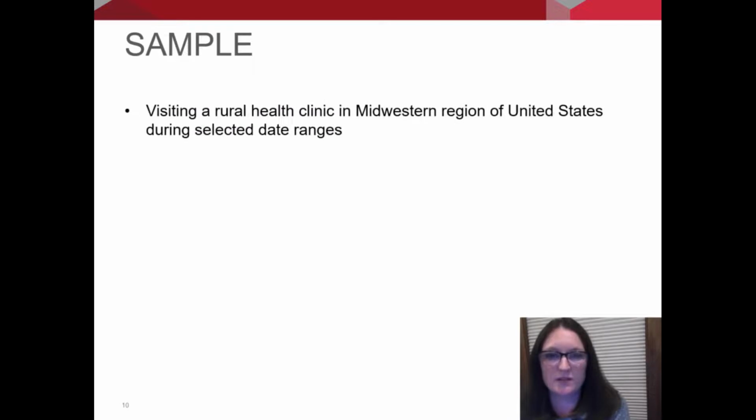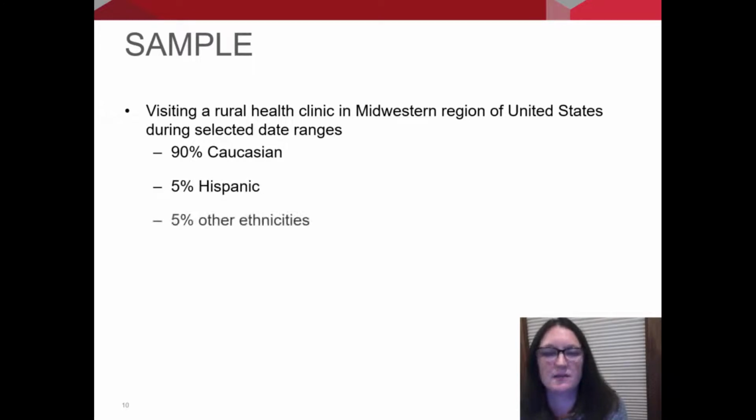The project sample. The patients that were used in this project were patients who were visiting a rural health clinic in the Midwestern region of the United States during the selected time frame. The ethnic demographic in this area of the United States is approximately 90% Caucasian, 5% Hispanic, and 5% other ethnicities. So it is assumed that the patients in this sample were of the same demographic breakdown.